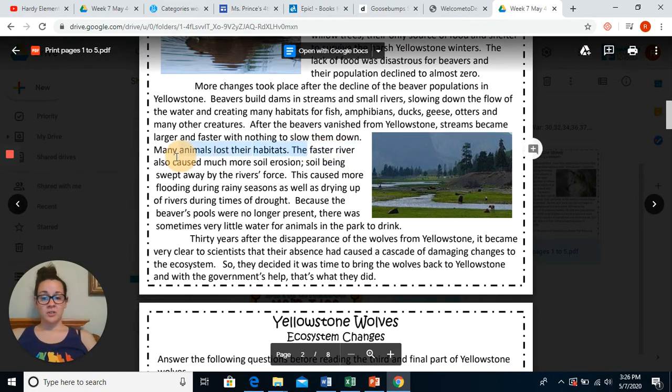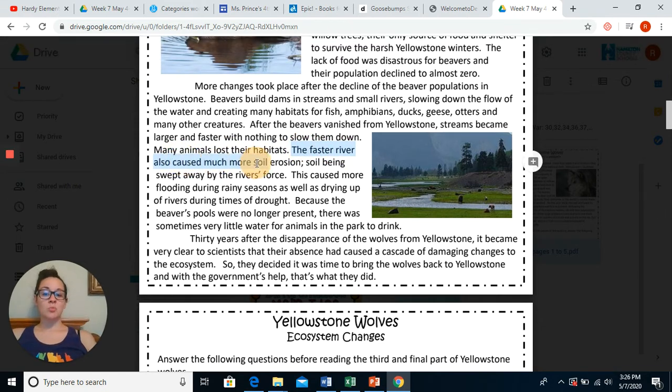The faster river also caused much more soil erosion. Remember, erosion is when bits of rock and soil are moved, soil being swept away by the river's force. This caused more flooding during the rainy seasons, as well as drying up of rivers during times of drought. Because the beavers' pools were no longer present, there was sometimes very little water for animals in the park to drink.